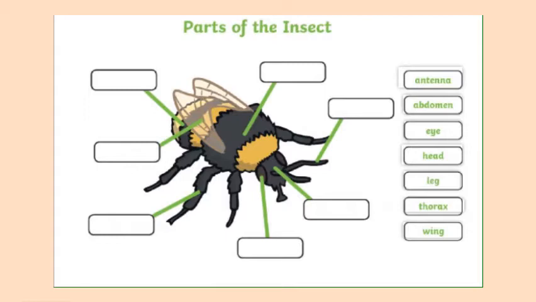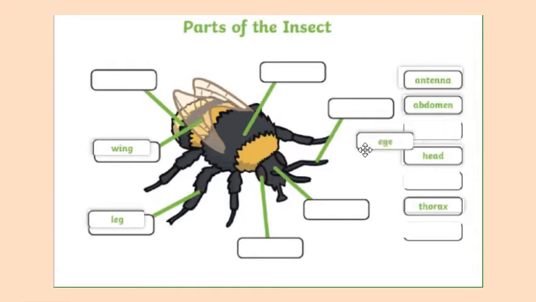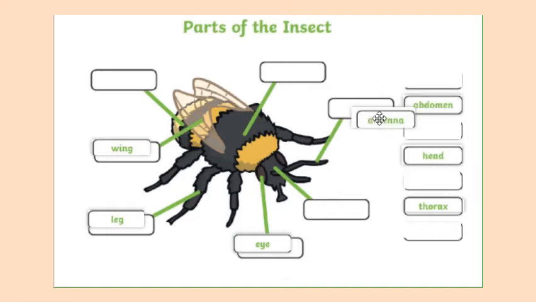Let's play this game to label the parts of this insect. I'll start with the leg. Insects have 6 legs. This insect has a wing. It has compound eyes and 2 antennae on its head.